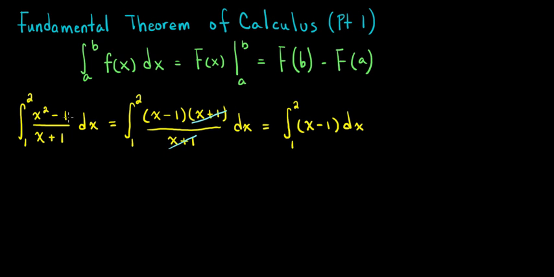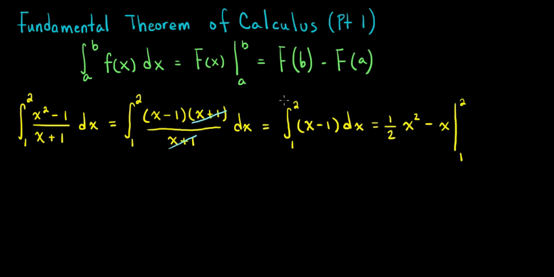So sometimes we can use algebra to manipulate the integral so that it's feasible and we can tackle it. Now I want to find the antiderivative of x and an antiderivative of 1. So I can rewrite this as 1 half x squared minus x. This right here is an antiderivative, and we are going to go from 1 to 2.